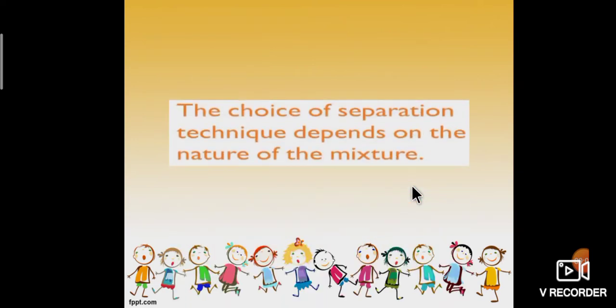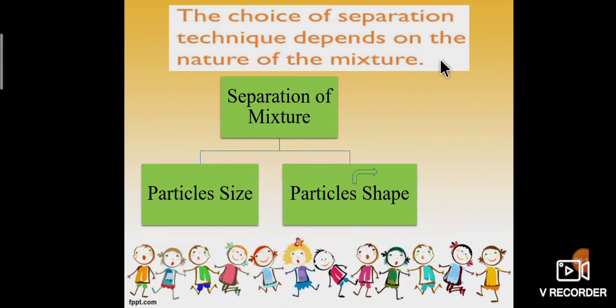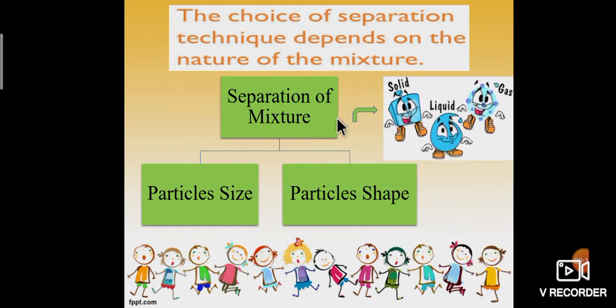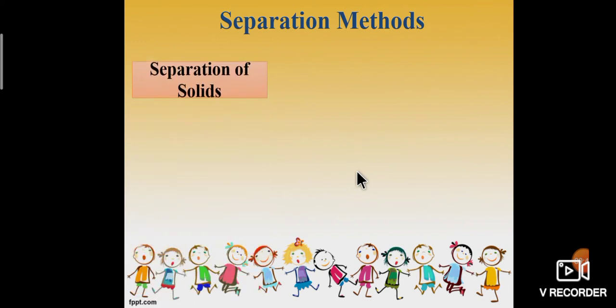What type of method do we have to use for separation? The choice of separation technique depends on the nature of the mixture. Nature of the mixture denotes the properties of components, that is particle size and particle shape. Here particles are in the form of solid, liquid and gas. I repeat once again, the separation method may be based on particle size and particle shape. In our daily life, we use many methods for separation of substances.